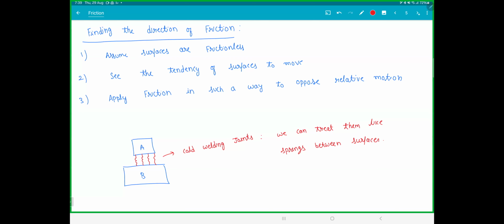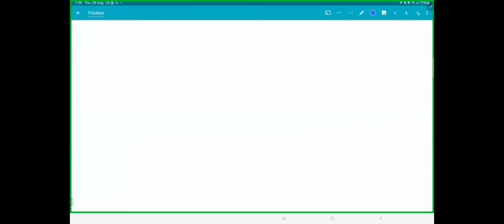So case 1. Listen to these cases clearly. If you get this, you'll get the directions. It's pretty straightforward. So let's say we have block A. I don't care about the masses. We are just interested in the direction. Let's say this surface is rough between them. Let's say A is going with 2 meters per second and B is going with 3 meters per second. Now, can you tell me the direction of friction on A and B?